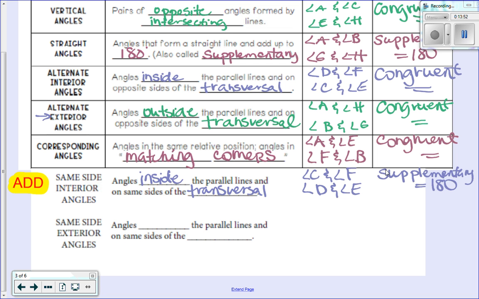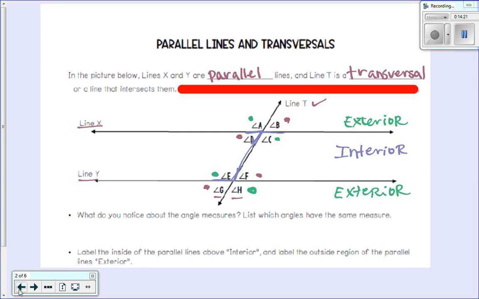One more. Same side exterior angles. Okay, so they're on the same side, but they are outside the parallel lines and on the same side of the transversal. So let's identify those and identify the relationship, because that's going to help us set up our equation. So same side exterior. Let's start with angle B. What's the other angle that's same side exterior? H. Good. Angle H.